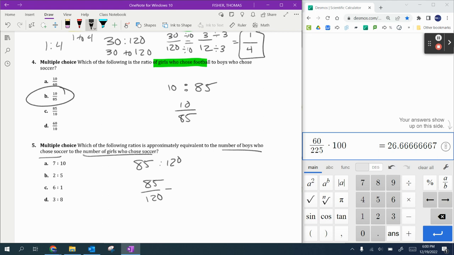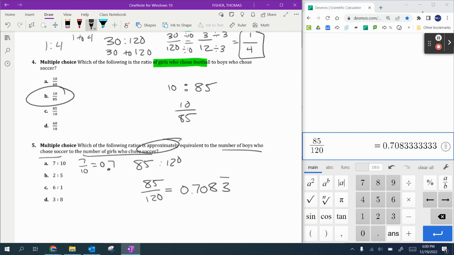To me, this makes more sense because if you're trying to figure out approximately equal, look at the decimals and pick the closest one. So 85 divided by 120 gives us about 0.7. So we got a little bit extra on there, but about 7/10. And if you look at the first option, that is 7/10. So 7/10 is equal to 0.7.